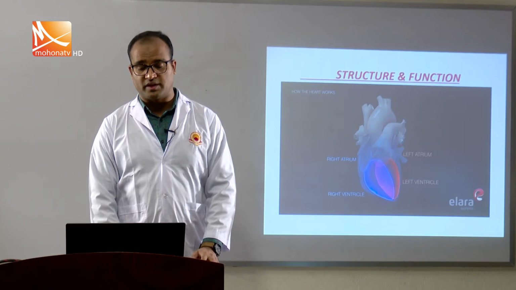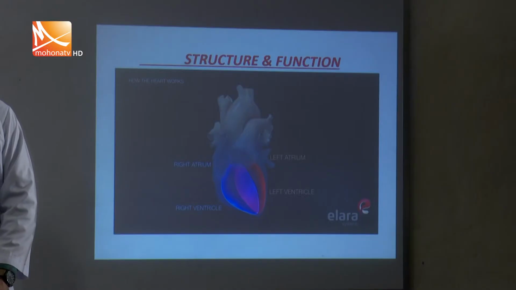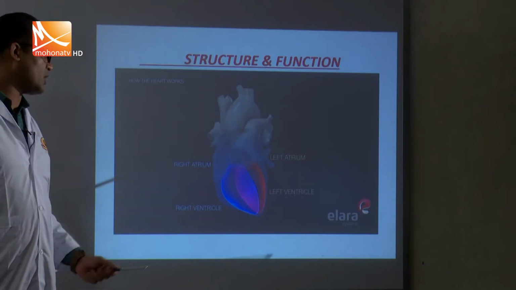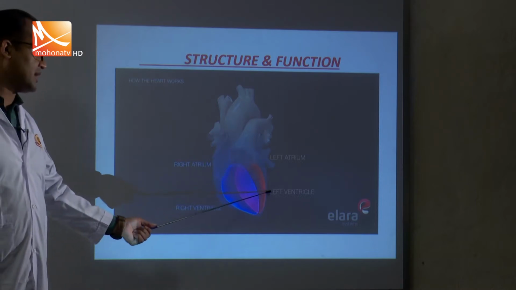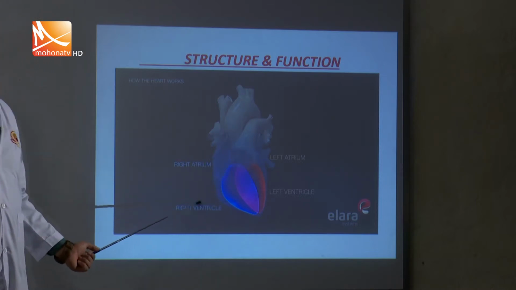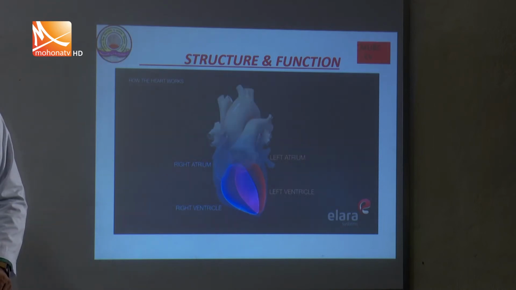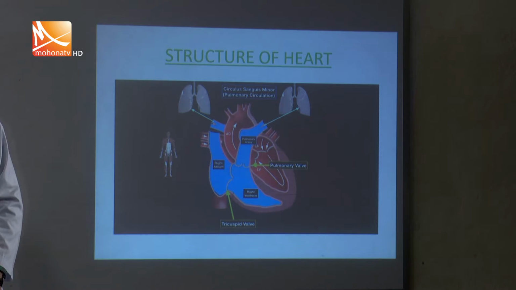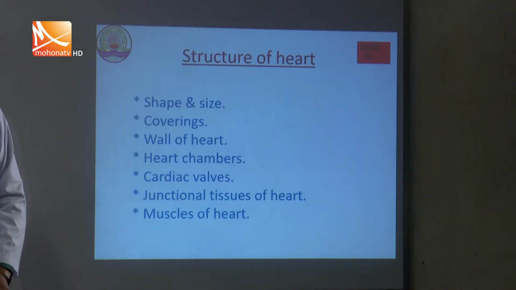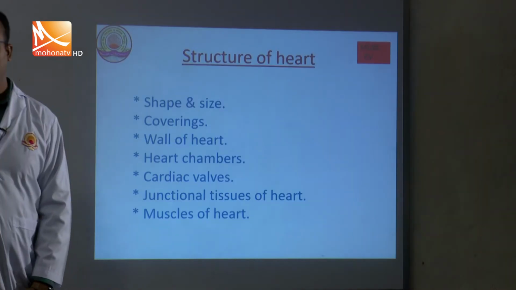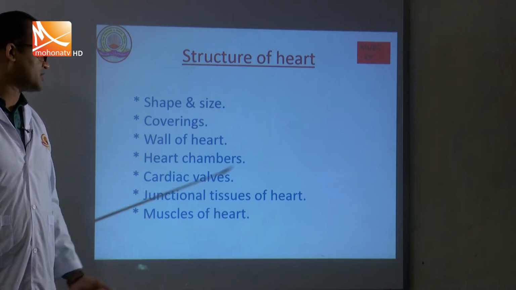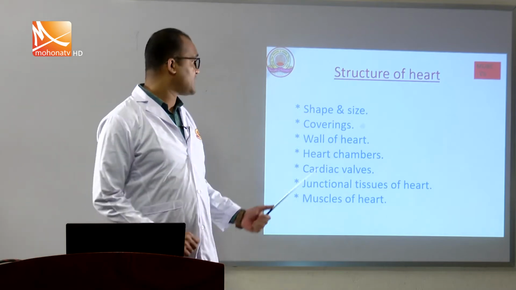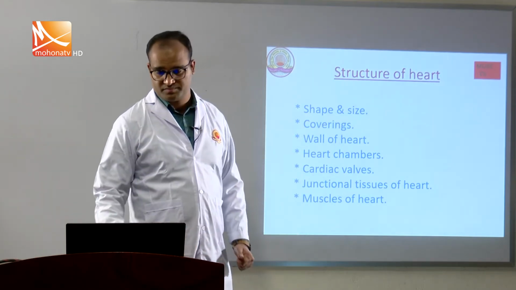Structure and function of the human heart. The human heart consists of four chambers. Number 1, left atrium. Number 2, right atrium. Number 3, left ventricle. Number 4, right ventricle. So, the structure of the human heart consists of several topics. Firstly, we know about the shape and size of the human heart.